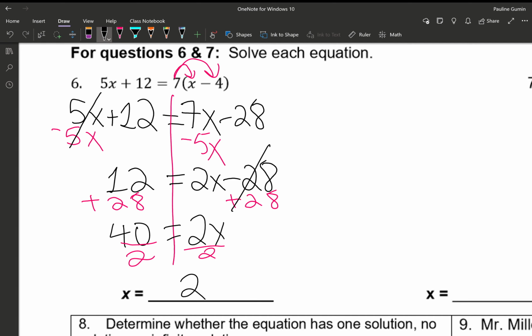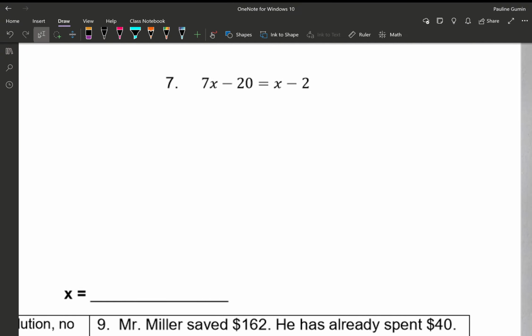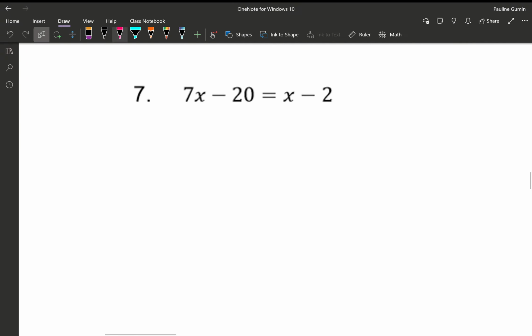X equals 20. Number 7. Oh, beautiful. We don't need to distribute at all. So I'm going to begin by moving my x's over. Now, I want to remind you that an x by itself is really one x. So I'm going to subtract a single x from both sides.